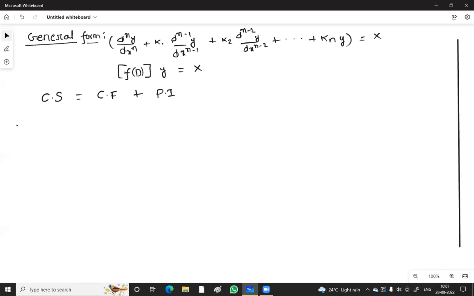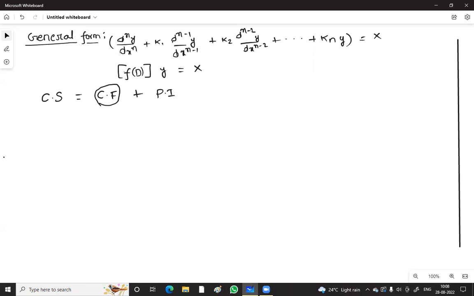So far we have seen many methods. In that we have covered how to solve a particular differential equation in that complementary function. There are some methods in that complementary function, particular cases we have solved. Now this part is over in the previous videos. Now we are seeing how to solve a particular integral.